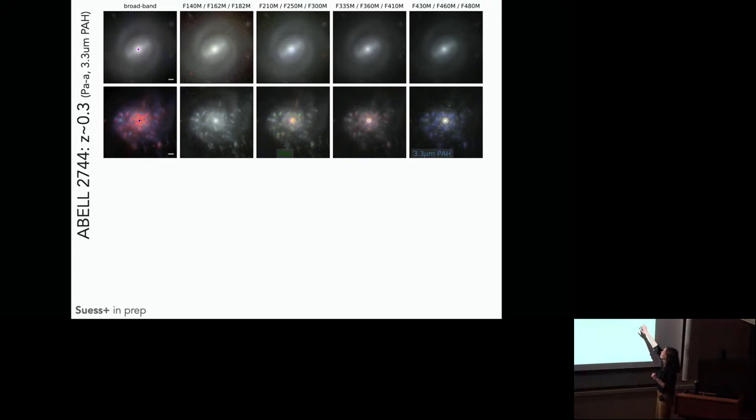And then this 3.3 micron PAH feature, this is a dust emission feature in the rest-frame mid-infrared, which is actually sitting right between this F410M and F430M filter. So you can see this galaxy is bright pink and then bright blue in these two color images. And already just by eye, you can see that this dust emission and the star formation are spatially correlated.